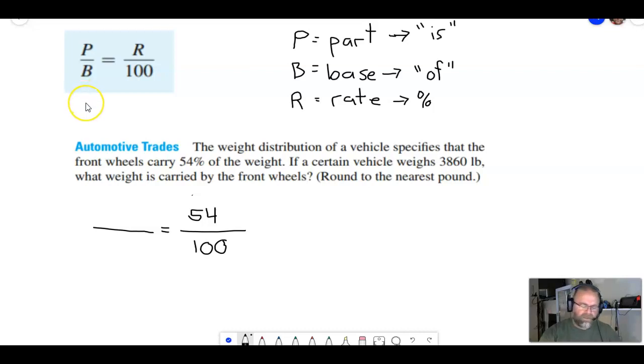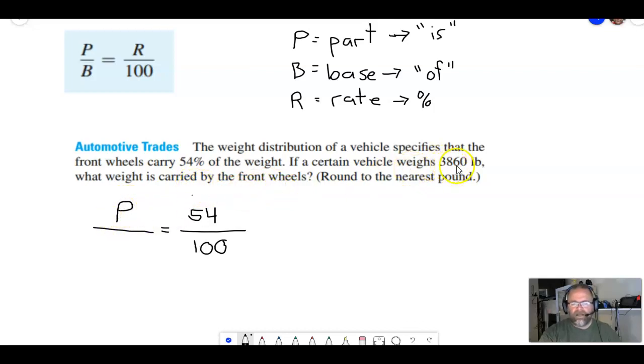So let's say a dozen eggs would be our whole, then 3 of those eggs would be part of that whole, right? So we have to figure out which one they're talking about is the whole and which one is the part. Well, it says if a certain vehicle weighs 3,860 pounds, what weight is carried by the front wheels? Well, the front wheels is just part of the whole vehicle, right? So the weight carried by the front wheels is just part of the weight carried by the whole vehicle. So that tells me that here we are solving for the part.